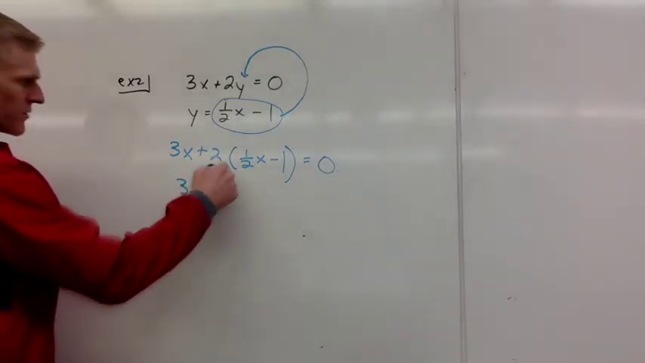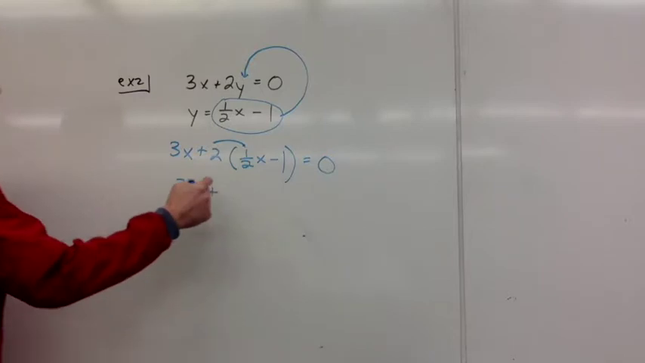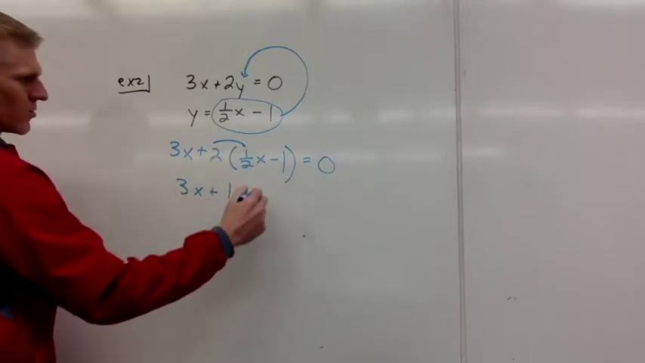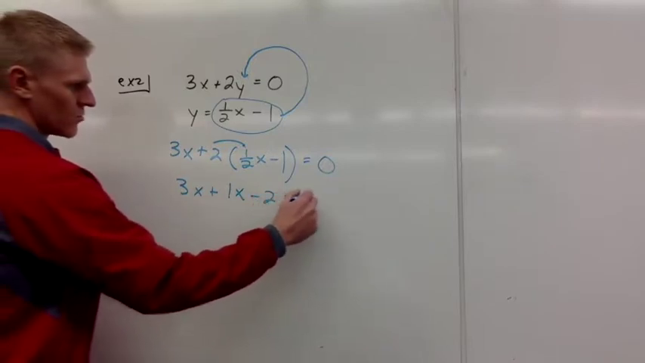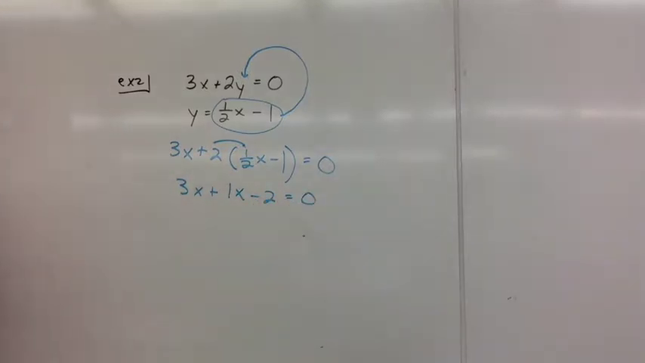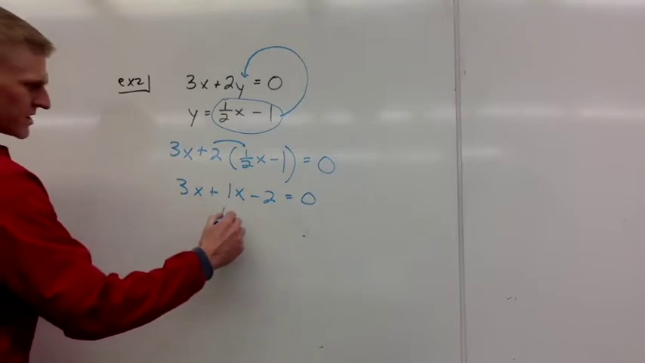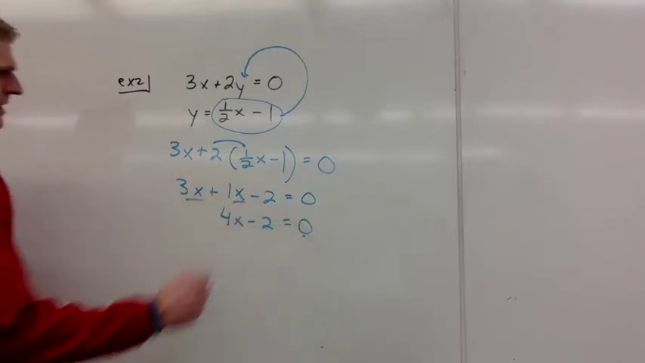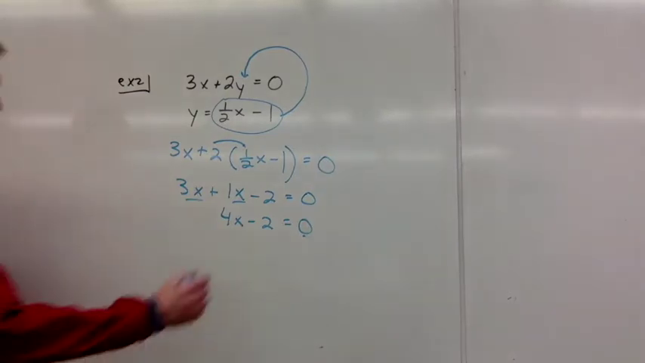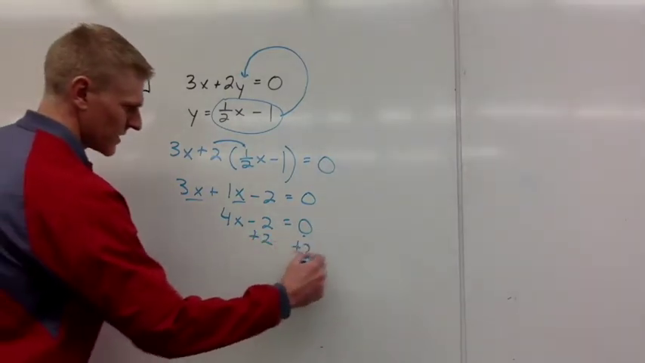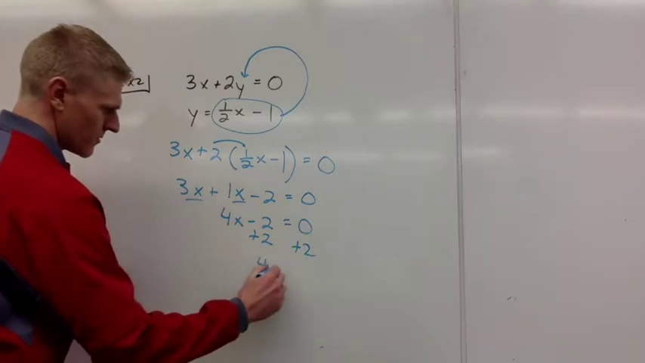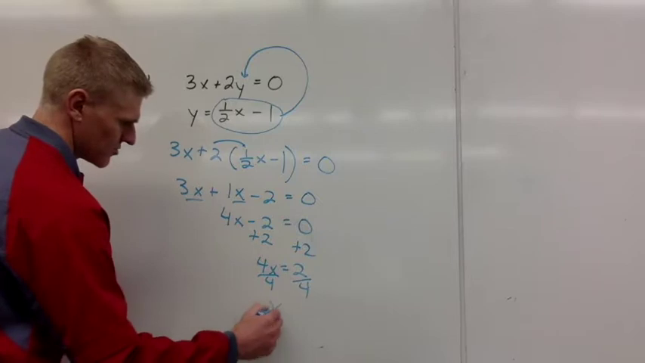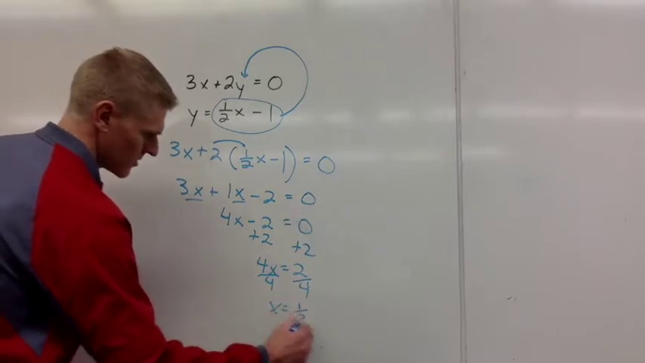3x plus, now we've got to deal with fractions here, but it won't be too bad, they'll go away. 2 times 1/2 is 1. 2 times -1 is minus 2. Equals 0. We'll combine our like terms. That makes 4x minus 2 equals 0 when I combine the 3x and the 1x. Add the 2 and we can kind of sense we're going to get a fraction here. 4x equals 2, divided by 4, you get 1/2. So you can get fraction answers.